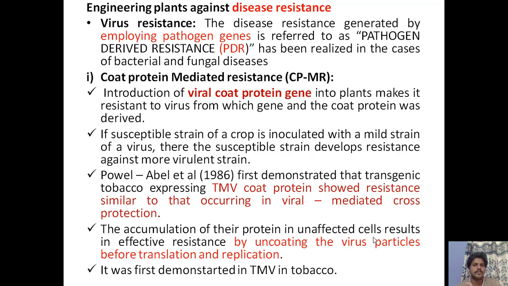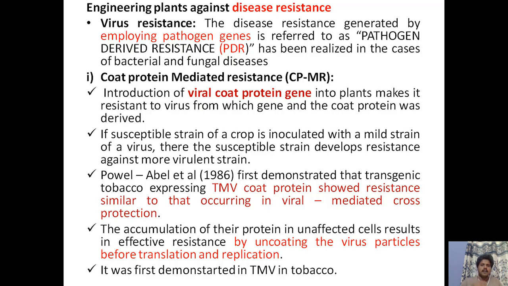So in this, what we are going to do is introduce a viral coat protein gene into the plant and make it resistant to the virus from which the gene and the coat protein were derived. So if a susceptible strain of crop is inoculated with a mild strain of virus, then the susceptible strain develops resistance against the more virulent strain, which is normally done in the case of antibiotics or vaccinations.